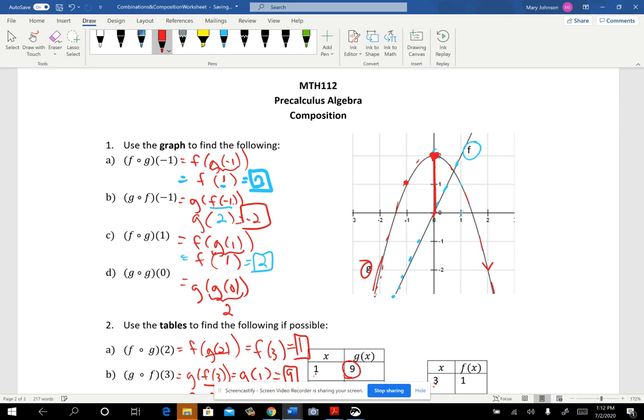But you see how I don't do g of 0 now? I do g of 2. So I have to move and come over here to an x of 2 and hit the parabola and find out what that turns out to be. And that turns out to be -2. Okay, so that's composition of functions.